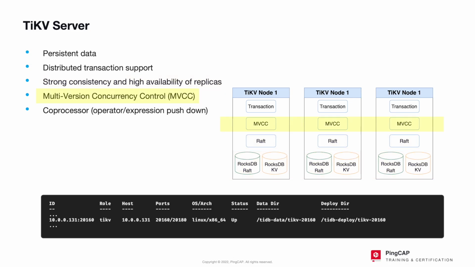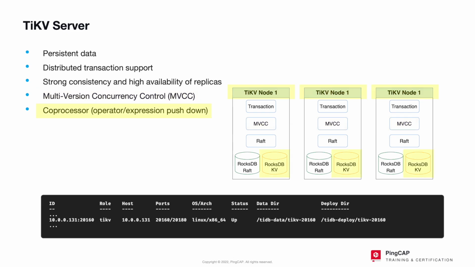Next is MVCC, or multi-version concurrency control. MVCC is essential for highly concurrent reads and writes. It is the basis for functions such as concurrency control, snapshot isolation level, distributed transactions, and fast data recovery. TiKV's MVCC implementation is done by adding a version number after the key, and after the historical version data reaches a certain period of time, it is cleaned up by TiDB Server garbage collection.